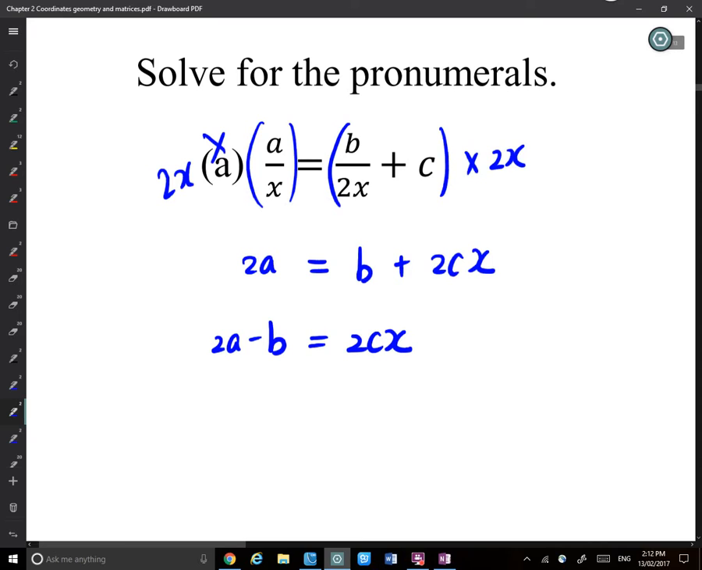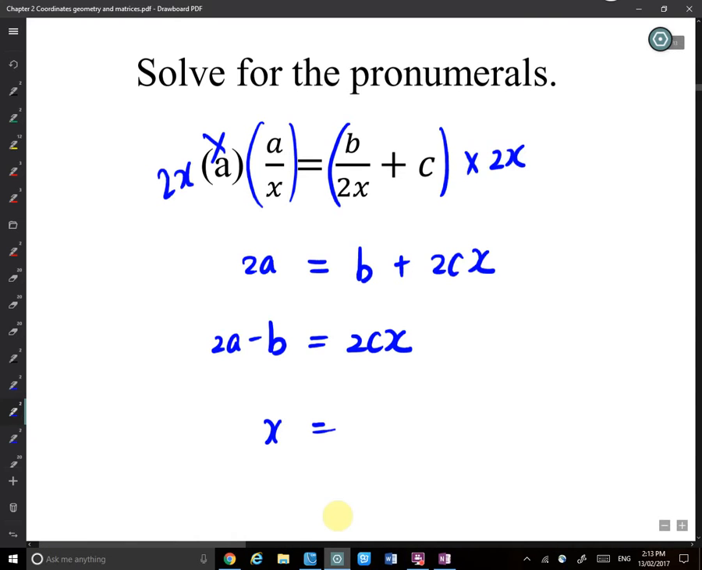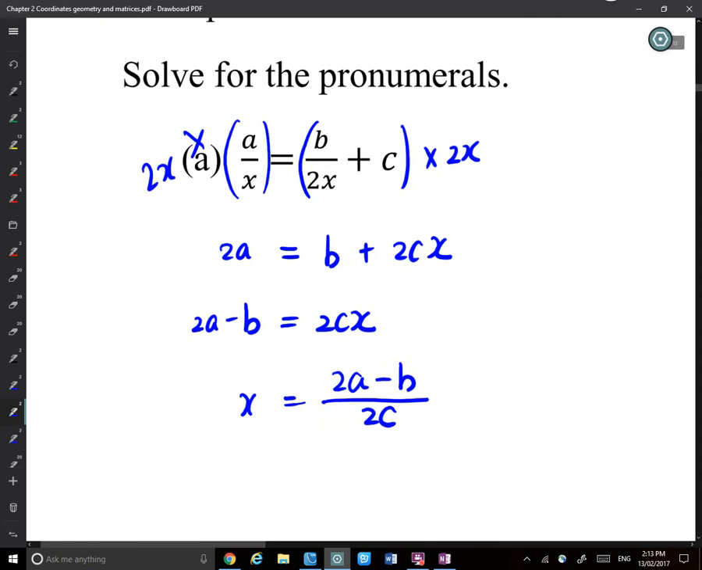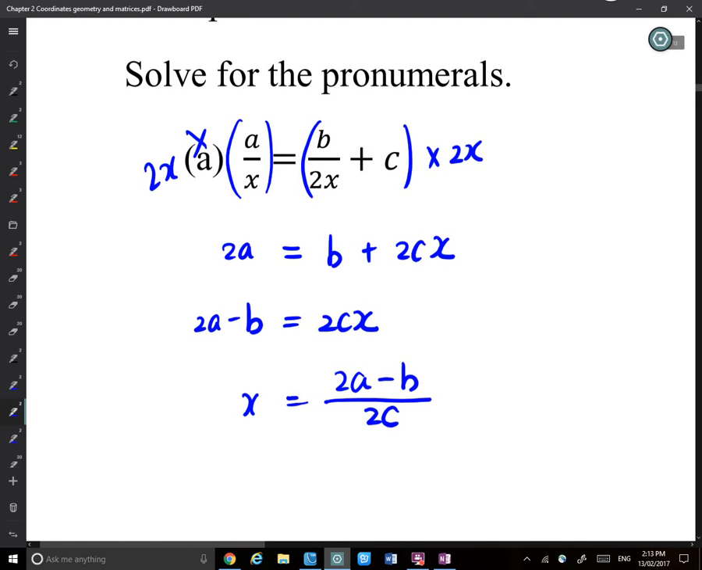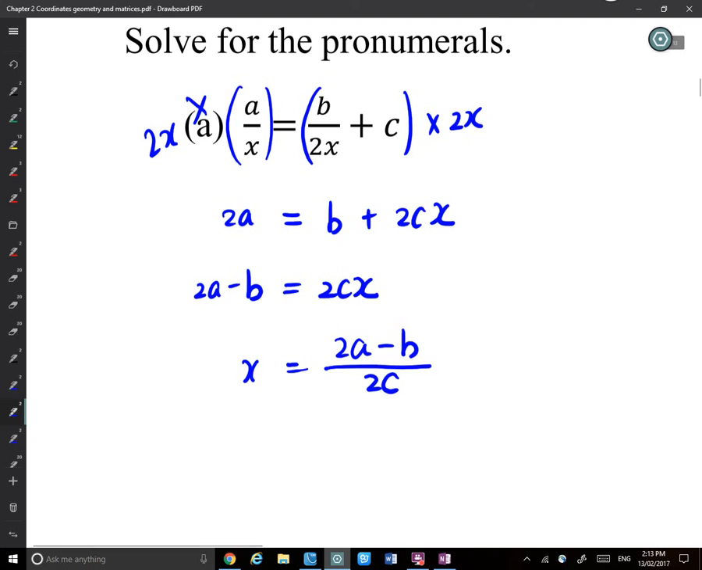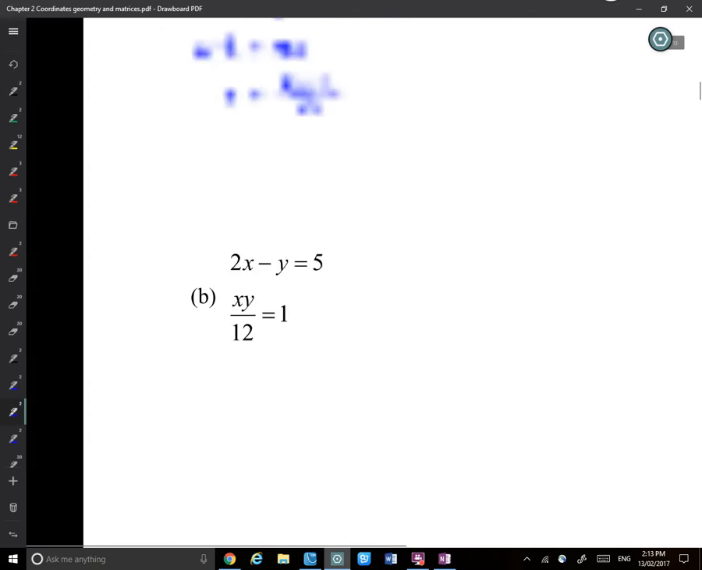Then the next step will be to divide by the coefficient in front of x. So what's the coefficient? The coefficient will be 2c. So x will equal 2a minus b over 2c. Okay, so nothing different, we just change all the numbers to letters, and we should be able to see those letters as numbers. So that's this example, and let's have a look at the next example.